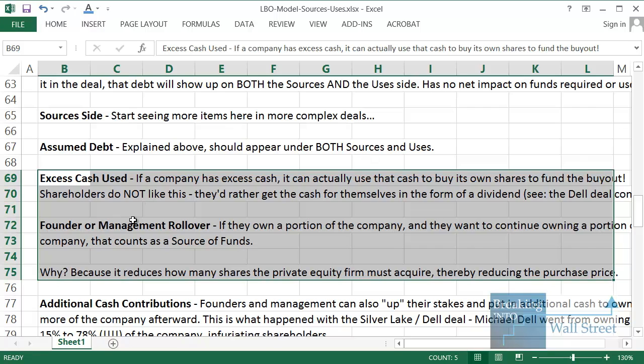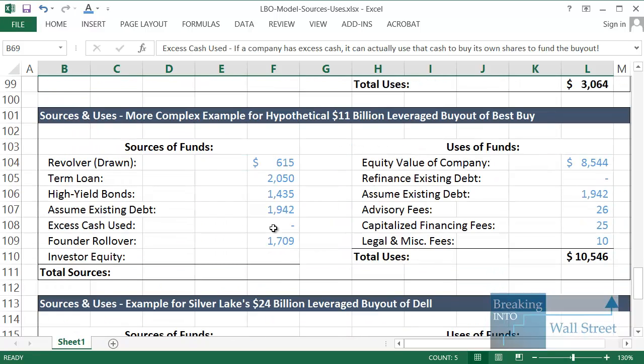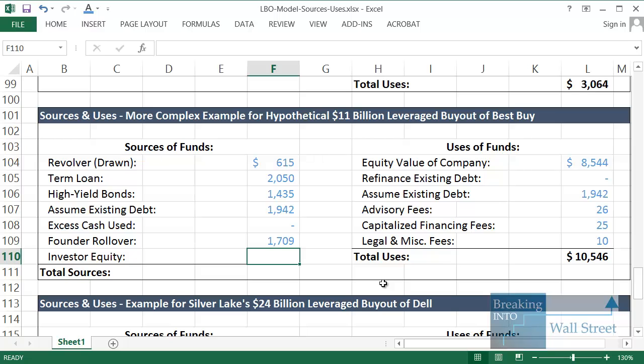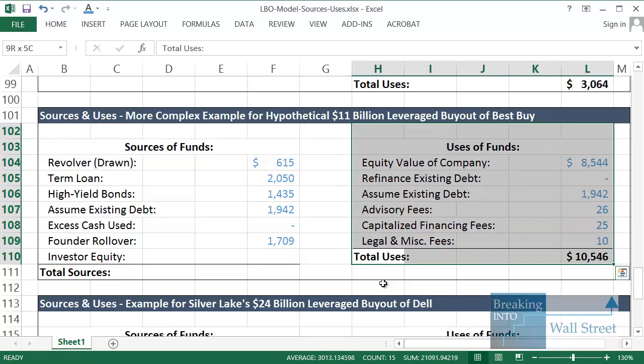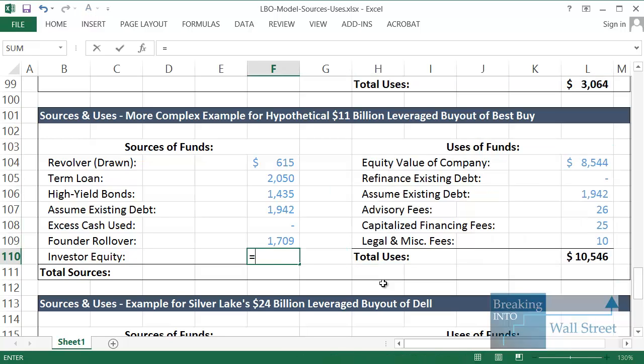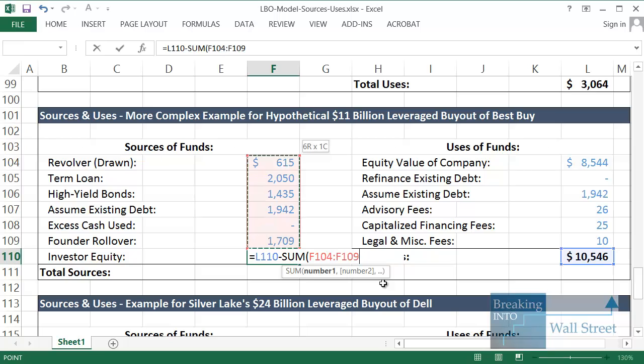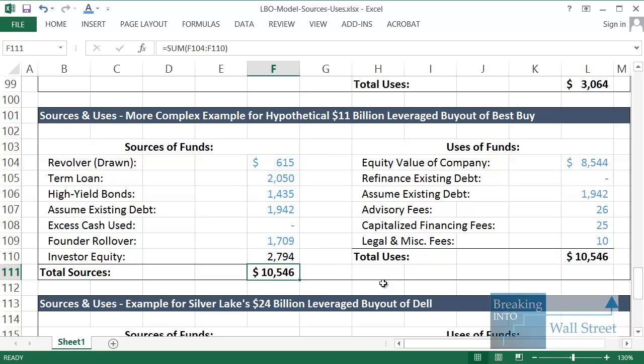So what I want to do now is just flesh out the schedule and show you exactly what happens for this Best Buy scenario. So investor equity, we've already completed the first few steps of our process. We've added up our uses of funds over here. Investor equity, let's take our total uses and then subtract our sources so far. And then add up everything there at the bottom. So 10.5 billion and these match, and we've done this correctly.